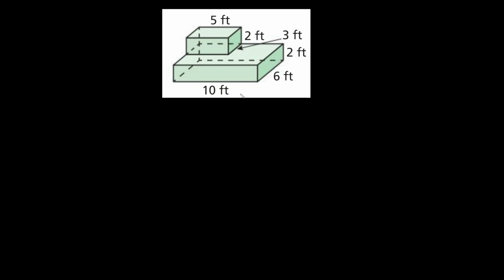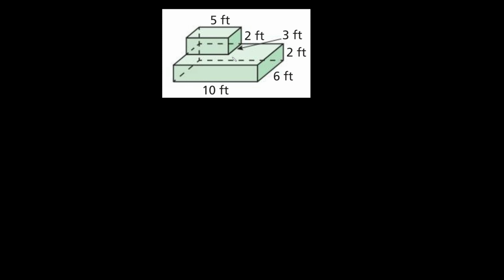So for this first example, you can see we have two rectangular prisms, right? They both kind of look like pizza boxes. So we have this little pizza box on top. We have the length, the height, and the width of that little pizza box. And we also have the length, the width, and the height of the bigger pizza box, right?